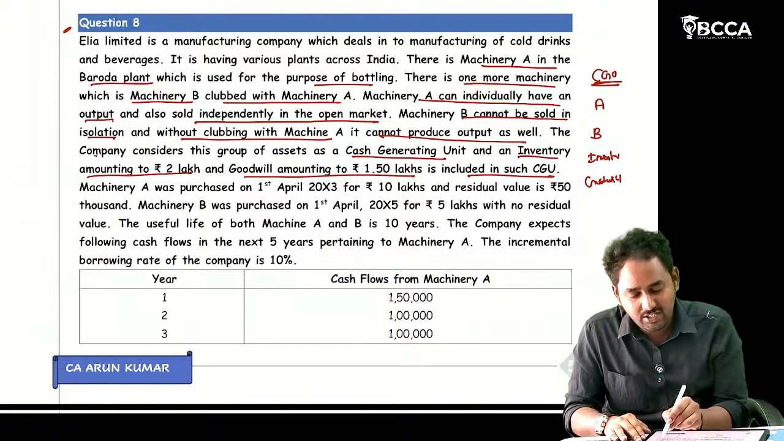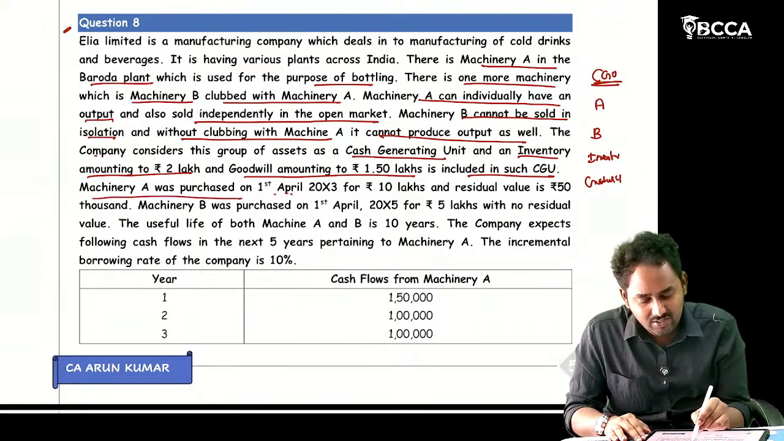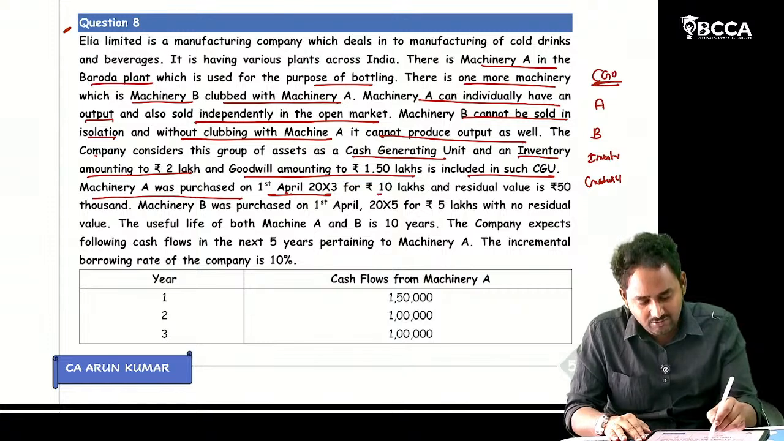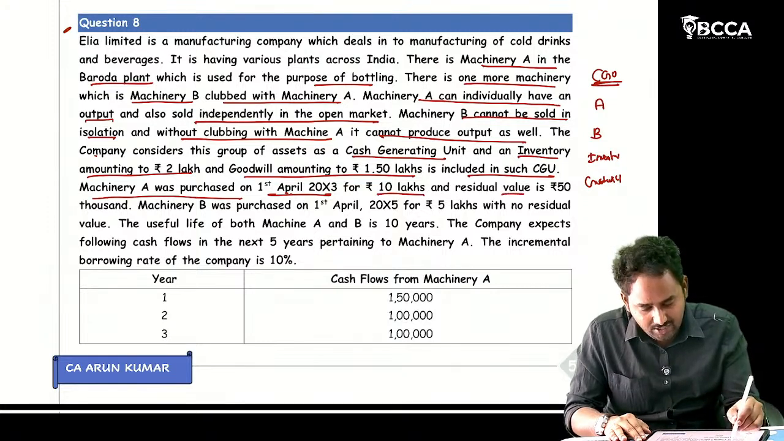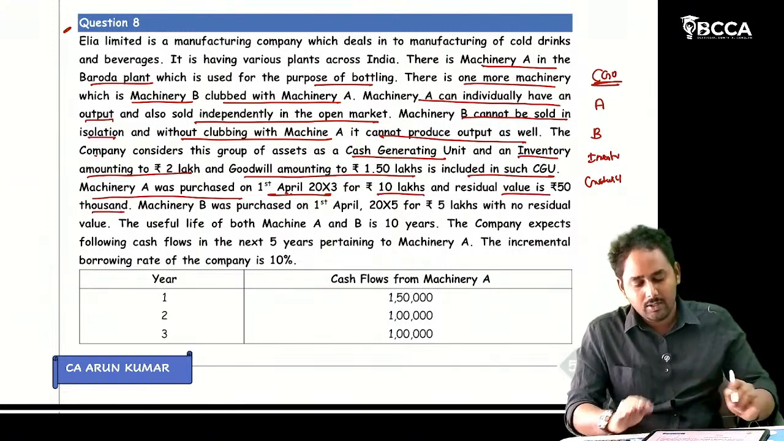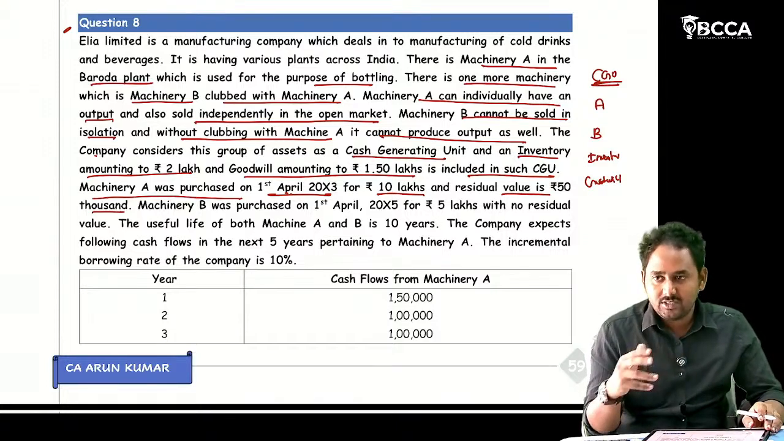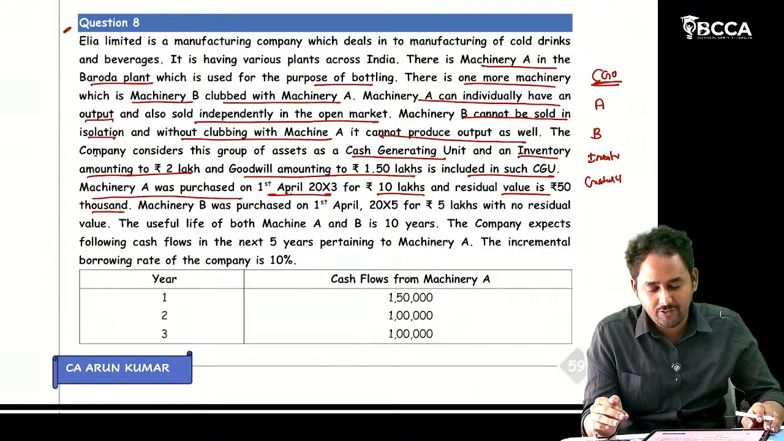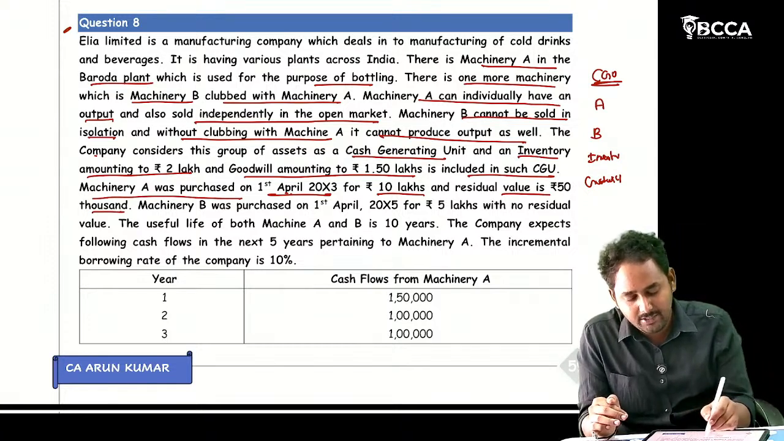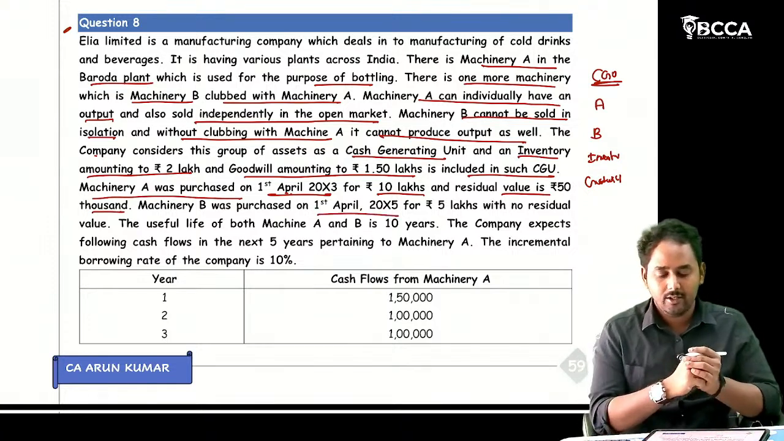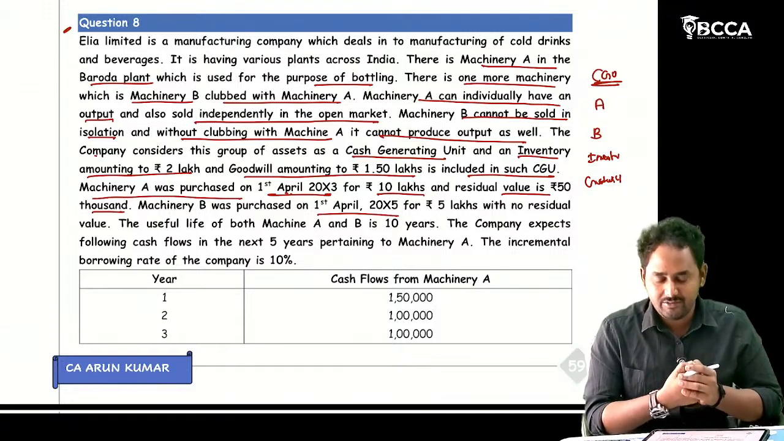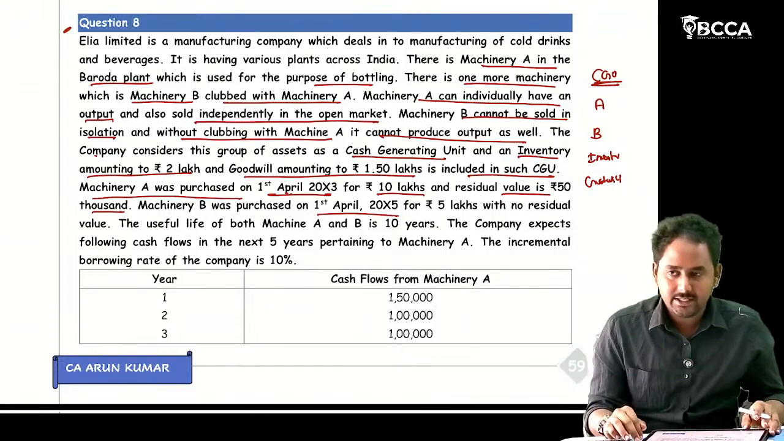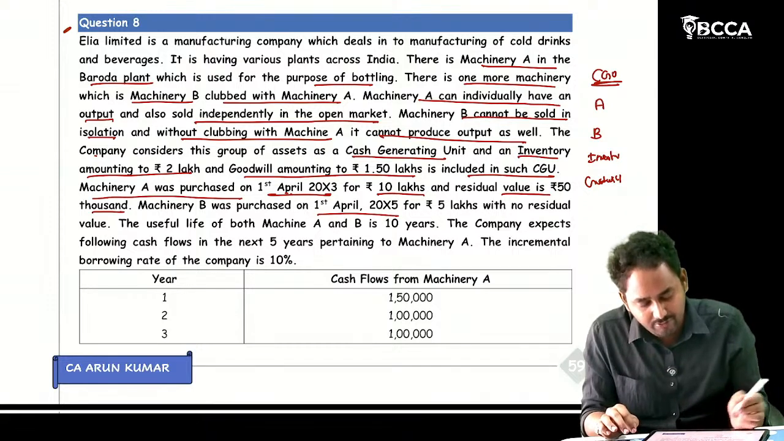Machinery A was purchased on 1st April 2023 for 10 lakhs and the residual value is 50,000. And what about machinery B? Machinery B is purchased on 2005. So after 2 years of the purchase of machinery A, machinery B is purchased. What is the useful life?